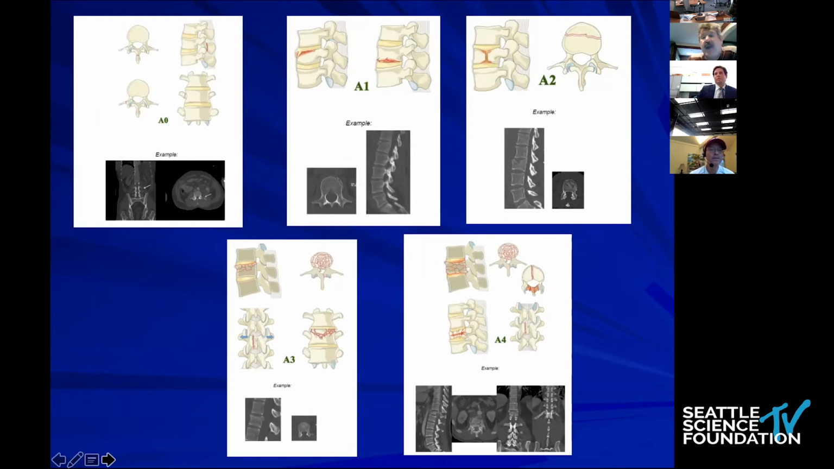fractures. A1 are compression fractures, whether it's superior or inferior end plate. A2 is a specific type of fracture called the pincer, which I'll show you an example of. And A3 and A4 were burst fractures. These were all the axial load injuries. And A3 was simple superior end plate, A4 superior and inferior.